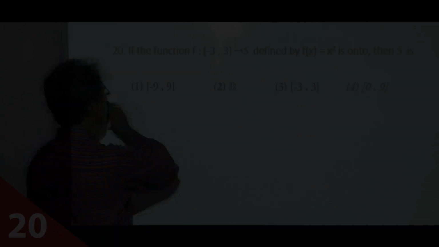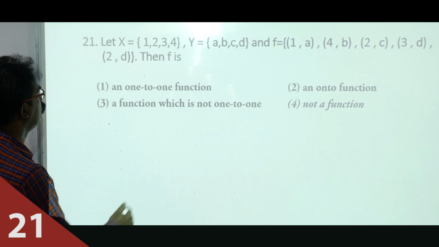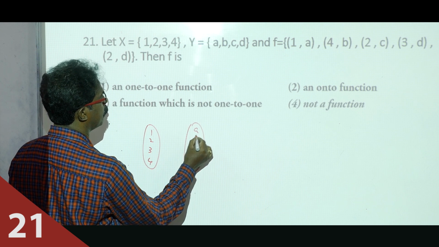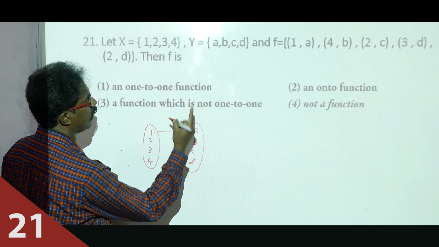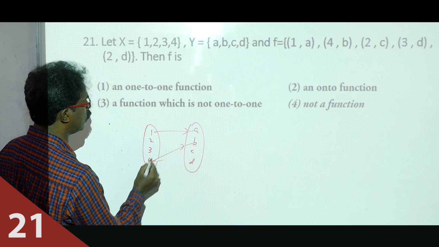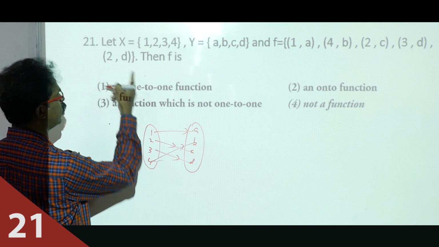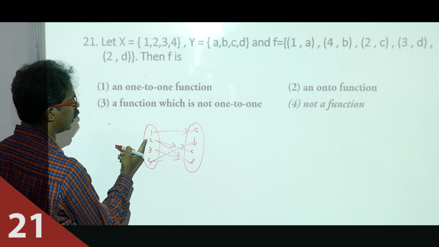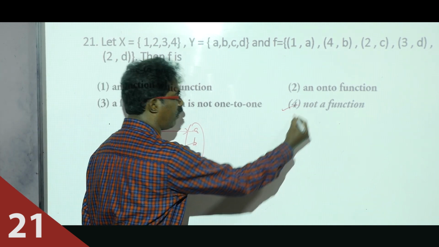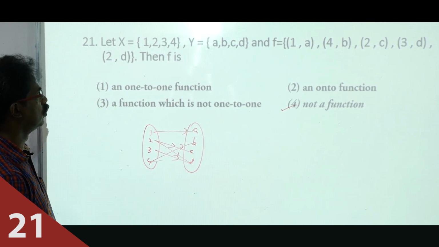Now let us see the next question. Question number 21. X is 1, 2, 3, 4 and Y is a, b, c, d. 1 is related to a, 4 is related to b, 2 is related to c, 3 is related to d, again 2 is related to d. The element 2 has 2 images, so it is not a function. So the correct answer is the fourth one because the element 2 has 2 images.